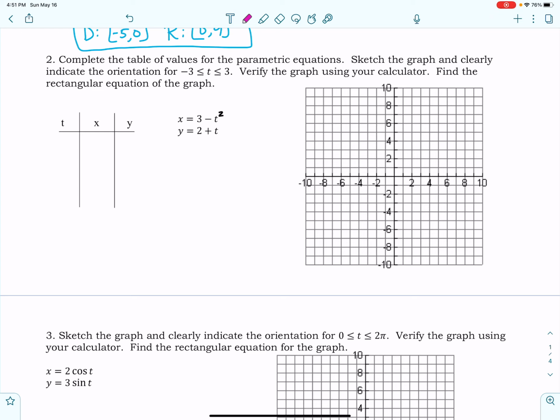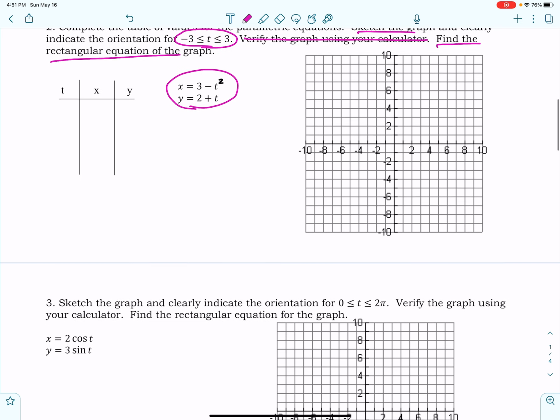All right, this video is parametric equations, the second example for Unit 11. So we are going to look at this situation here. We've got our parametric equations here. Complete the table of values for t greater than or equal to -3 and less than or equal to 3. And then we'll sketch our graph and we'll find our rectangular equation. We're not going to verify this in the calculator for the sake of time.